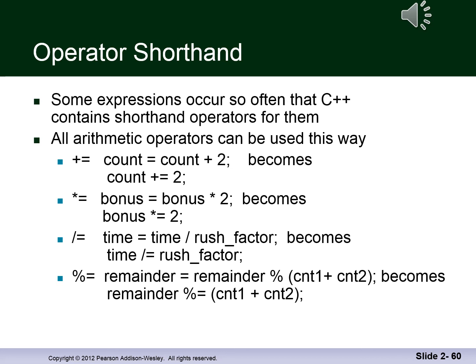If each time you go through a counter, you're going to change the count and increment it by 2, or add 2 to the count, count equals count plus 2 can be written in shorthand as count plus equals 2. There's one for multiplication, there's one for division, and there's one for remainder. I'm not going to read them to you, but I suggest you take a look at them. These are very useful shorthand features of C++.